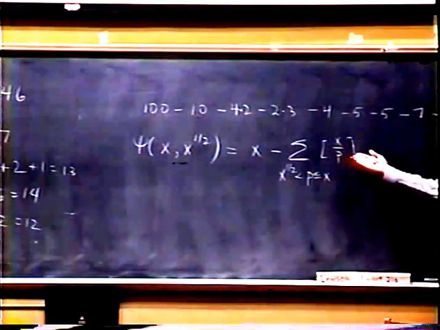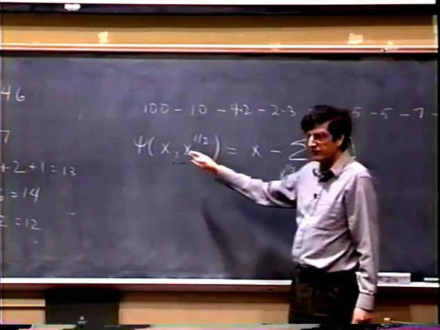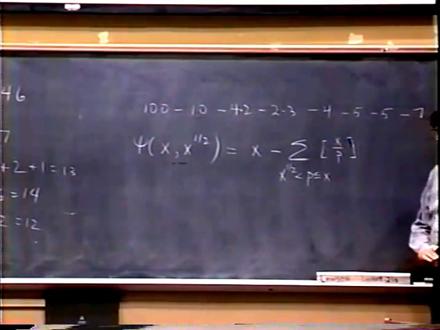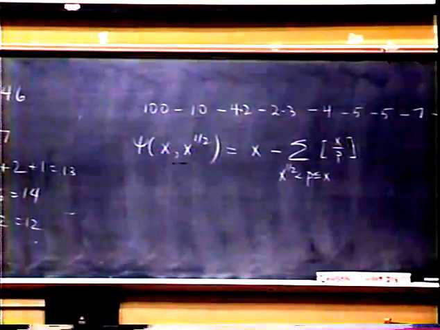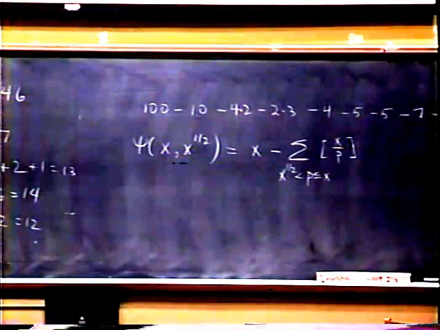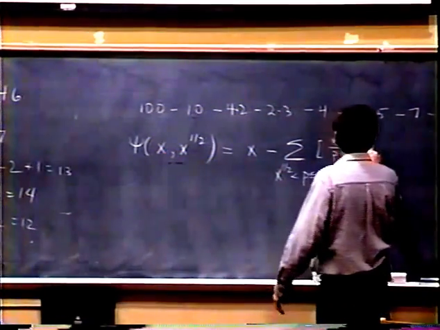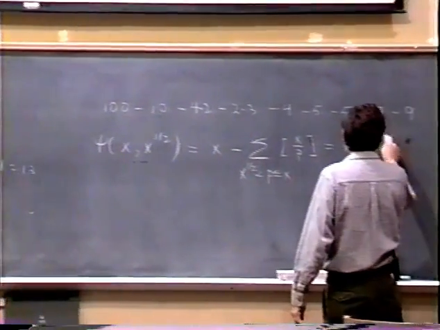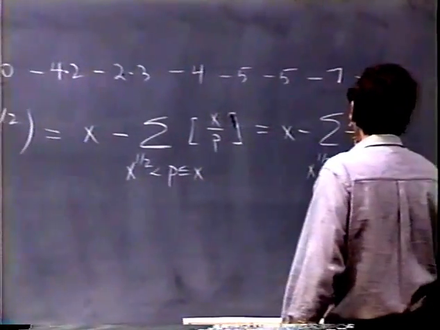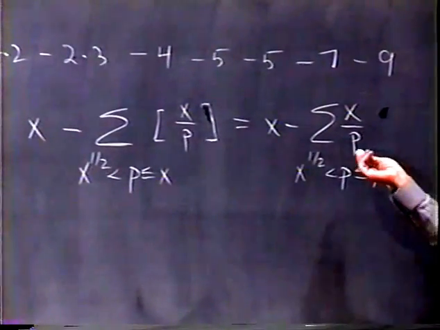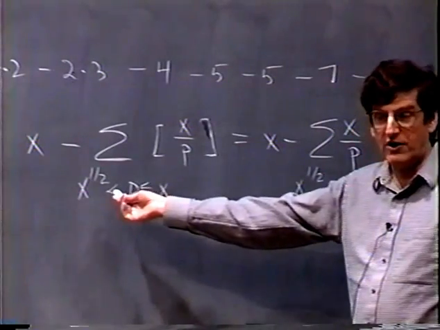So this is essentially an exact formula for the number of x to the 1/2 smooth numbers up to x, except it's exact if x is an integer. And let's now try to estimate this by removing the integer part sign. If I remove the integer part sign, I'll make an error in doing so. And the error that I make is at most 1 for each term in the sum. And the number of terms in the sum is the number of primes there are in this interval.